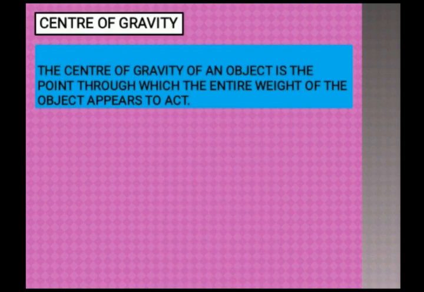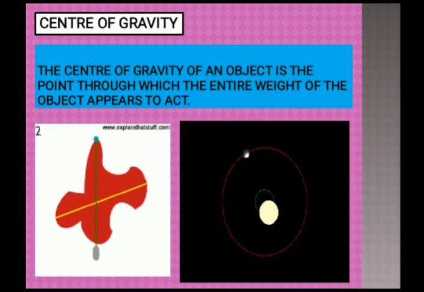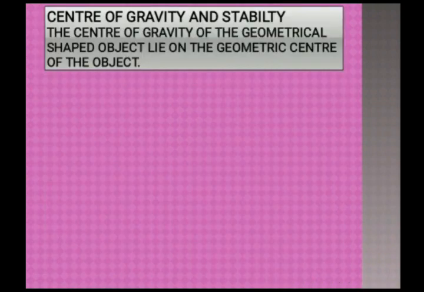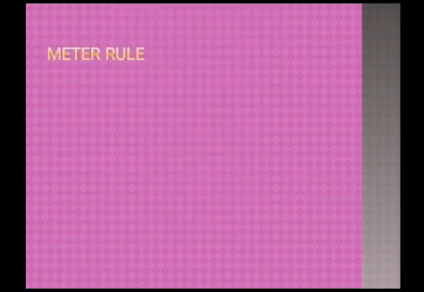Let us see about center of gravity. The center of gravity of an object is the point through which the entire weight of the object appears to act. Next, center of gravity and stability. The center of gravity of a geometrical shaped object lies at the geometric center of the object. Examples of center of gravity for regular shaped objects.